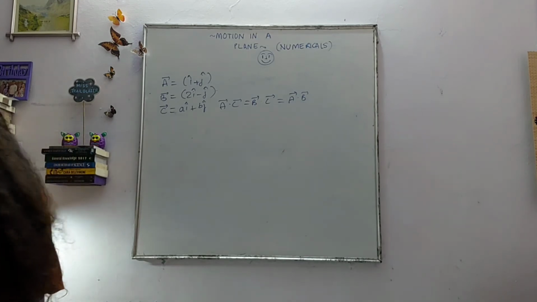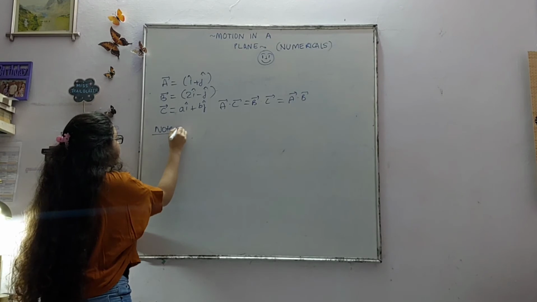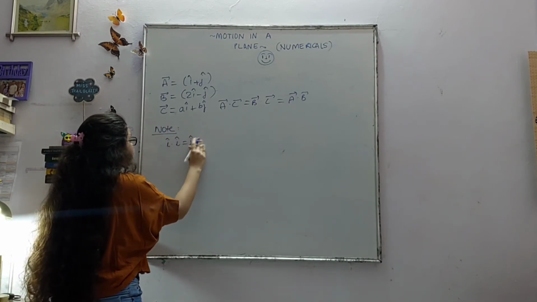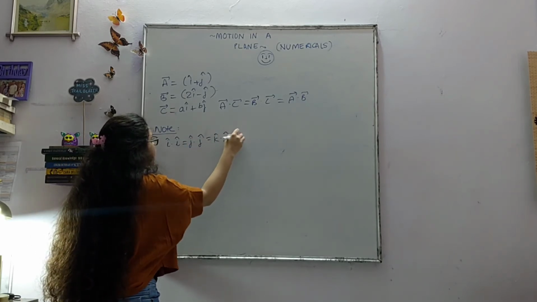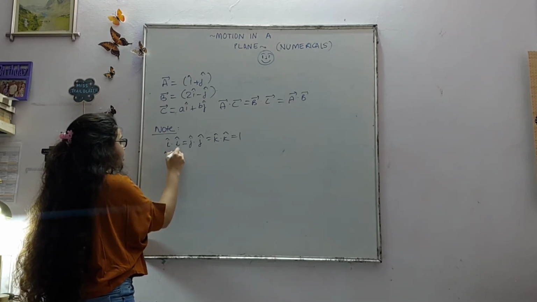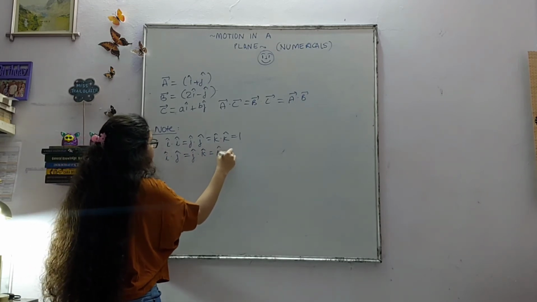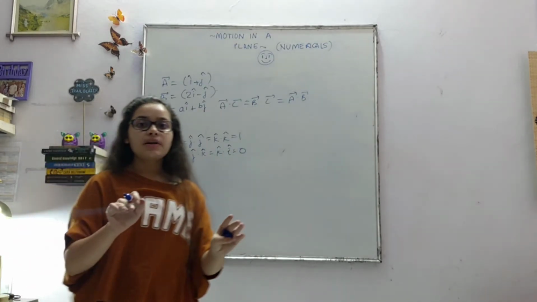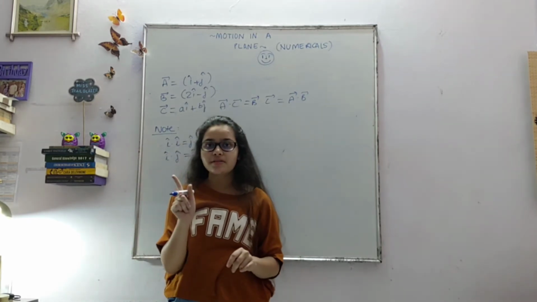So do you remember the properties we used in dot product? If not, again a note for you all. i cap dot i cap is equal to j cap dot j cap, which is equal to k cap dot k cap, and what are they equal to? 1. i cap dot j cap is equal to j cap dot k cap is equal to k cap dot i cap, which is equal to what? 0. This is dot product. What is dot product called as? Quick quiz, comment down, what is dot product called as? I will be leaving the answer soon.